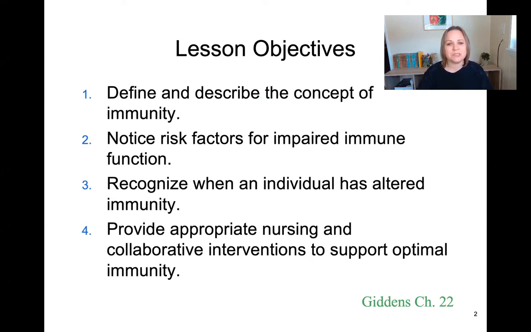That you'll be able to define and describe the concept of immunity, notice what risk factors put patients at risk for problems with their immune system, recognize when someone does have a problem with immunity, and then what to do about it. What appropriate nursing and collaborative interventions will help a person who has an issue with their immune system. Let's go ahead and get into it right now.